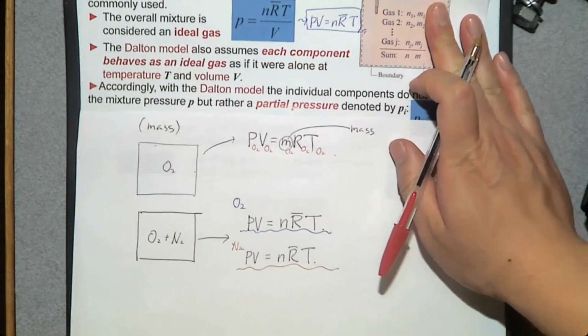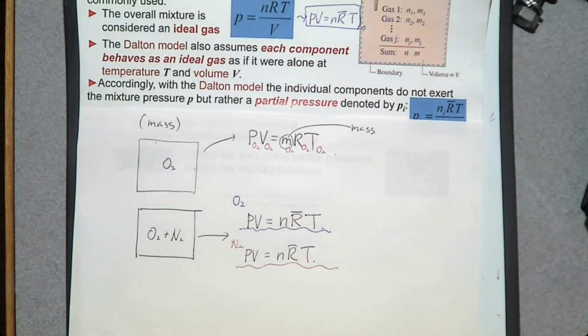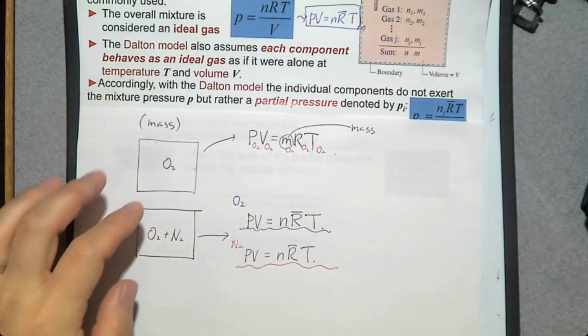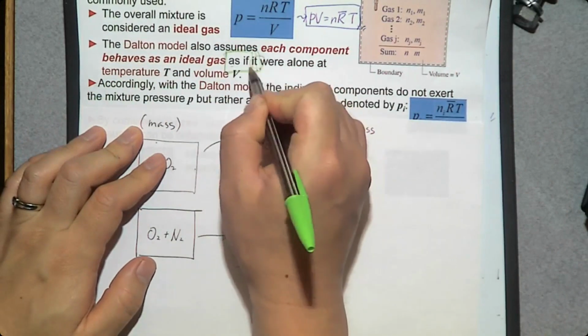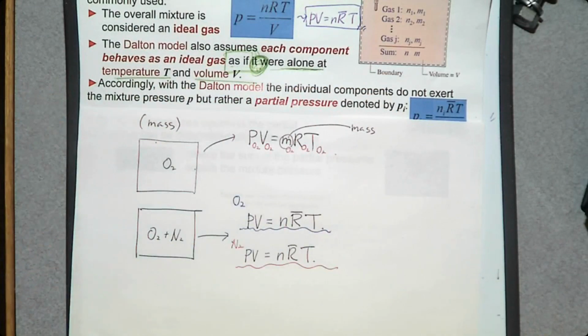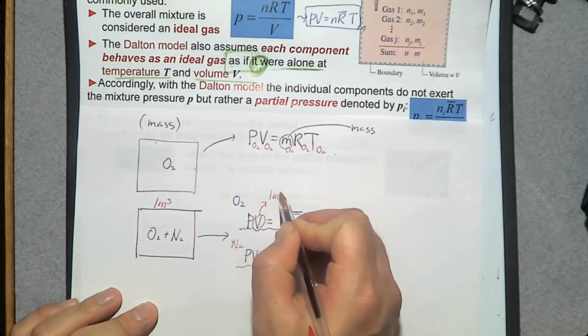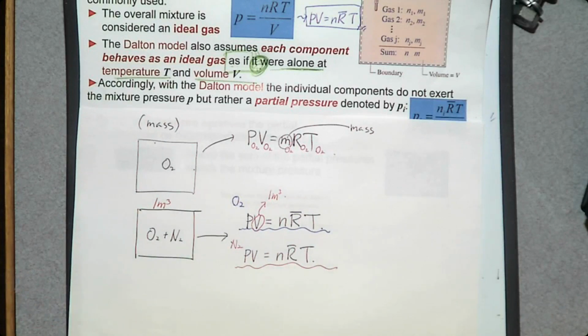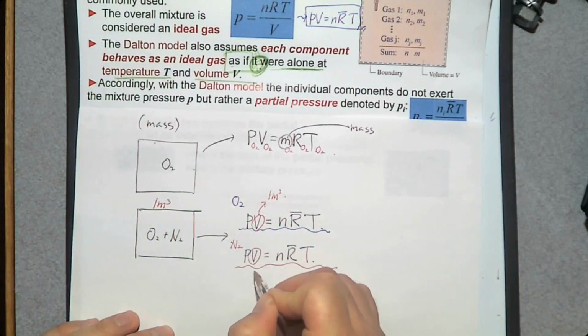Then how do we determine the pressure of oxygen, the volume of oxygen, etc.? According to this, each component is alone at temperature T and volume V. So this V is going to be the entire volume of this tank, and the V for nitrogen is also the entire volume of the system. So we assume there's only nitrogen, or only oxygen. If the box size is 1 cubic meter, when you apply PV and RT for oxygen, this V is 1 cubic meter, and for nitrogen it is also 1 cubic meter.